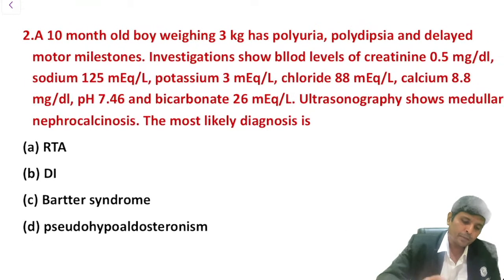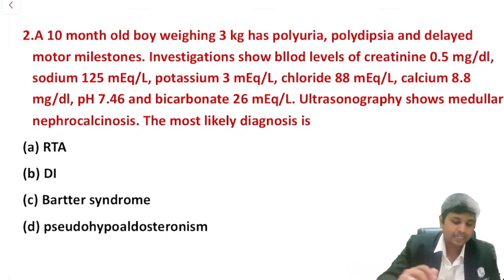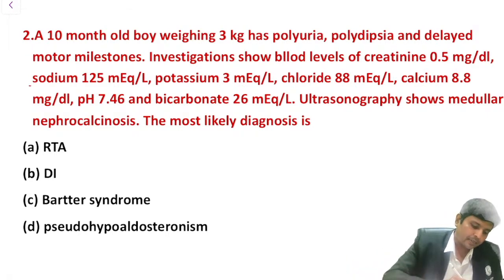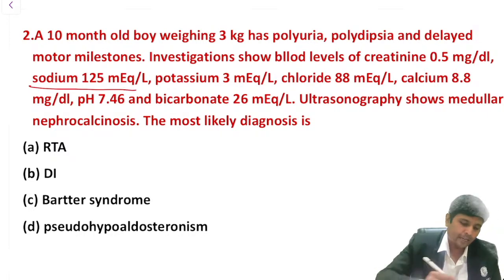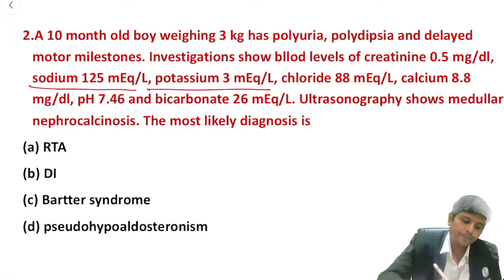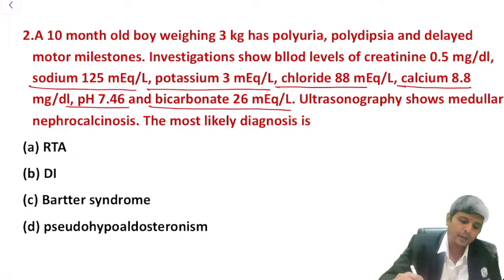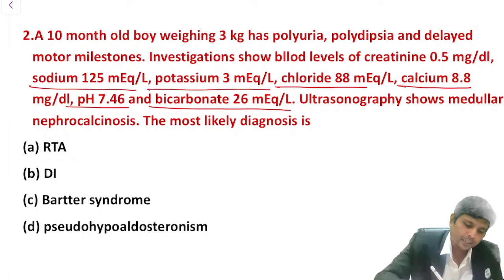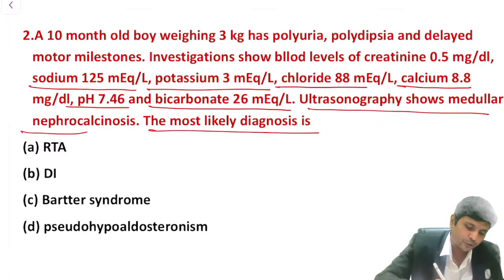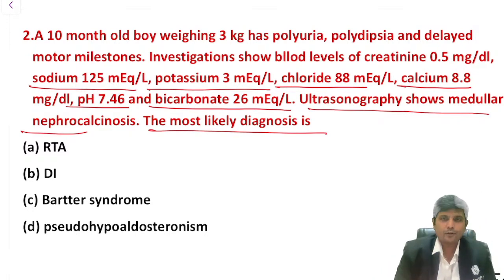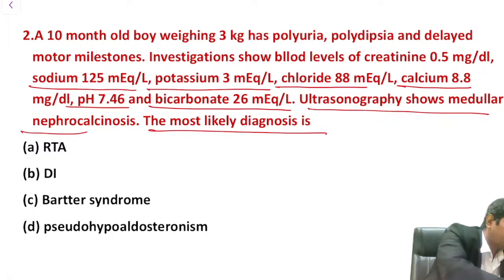Investigation shows blood level of creatinine 0.5. That means serum creatinine is normal, but there is hyponatremia, hypokalemia, hypochloremia and calcium a little bit low, along with bicarb a little bit high and the pH a little bit in the alkalotic range. Ultrasound shows medullary nephrocalcinosis. What is the diagnosis? Can anyone tell me what is the diagnosis? Let me see. What is the diagnosis?